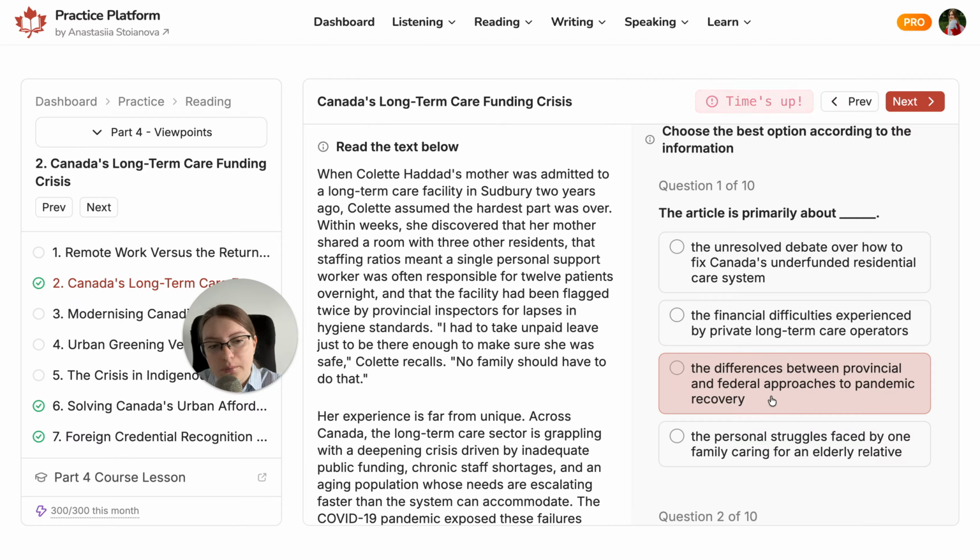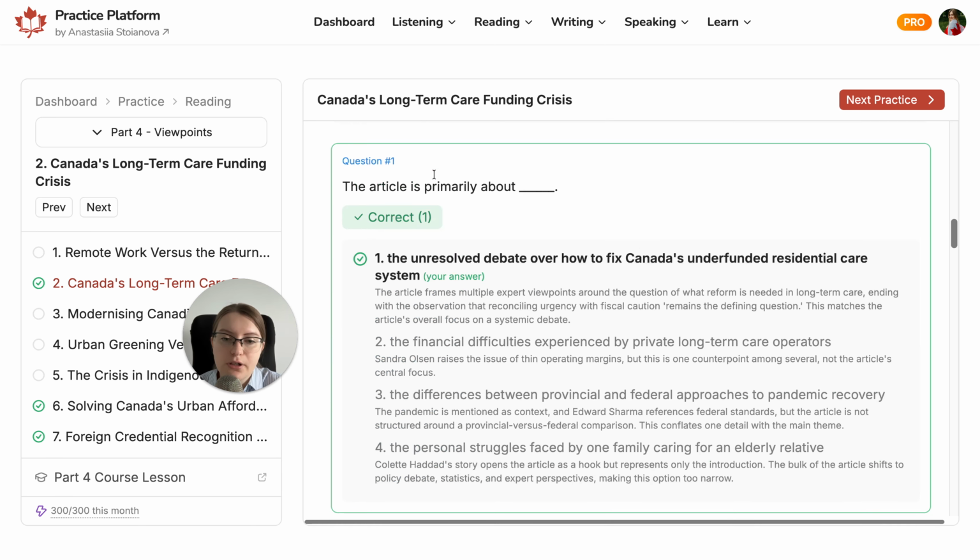Differences between provincial and federal, I wouldn't say so, because it's not structured around the comparison, right? Some things are mentioned as the context. For example, the pandemic is mentioned as the context, but it's not the primary focus, meaning main focus. And it's not just about the financial difficulties, because only one person, Sandra Olsen, raises this issue of margins, but not all of them. So I would say this one, and let me show you here in the answer key.